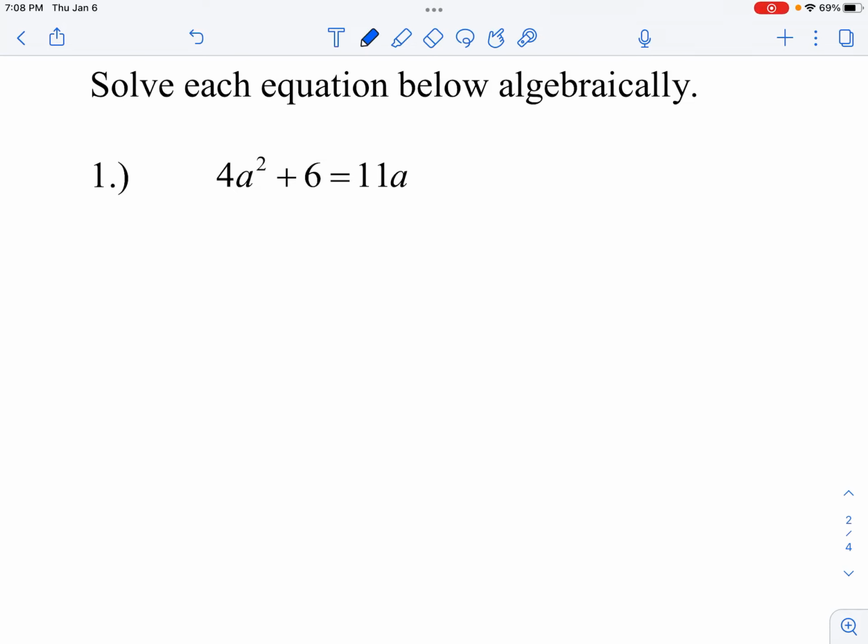Solving equations algebraically. What that means is we're going to solve either by factoring or by square rooting. We are not going to graph. We are not going to rely on a graphing calculator. So we need to study each equation carefully to decide which method is the best one to use.